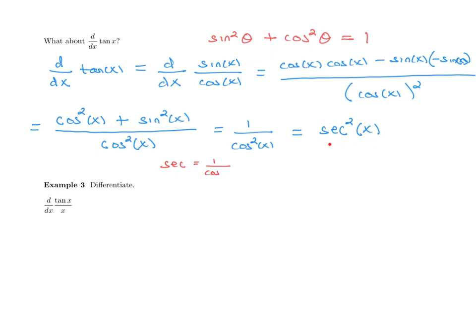This is typically how the rule is stated. The derivative of tangent is secant squared x. That way we don't have any fractions, and we can leave it just like this.